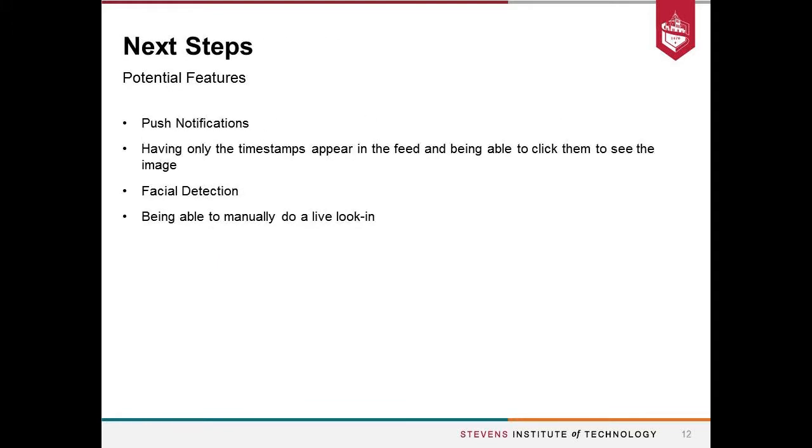Now, some features that I wish I could have included and would probably add if I continued with this project are push notifications to send every time motion is detected, having the feed only contain the timestamps, and then being able to click those to display the image taken, facial detection, and finally being able to manually do a live look-in on the camera whenever you wanted. This last one would definitely be the hardest to implement because a lot of the connection I have so far is just one way from camera to app and not vice versa.